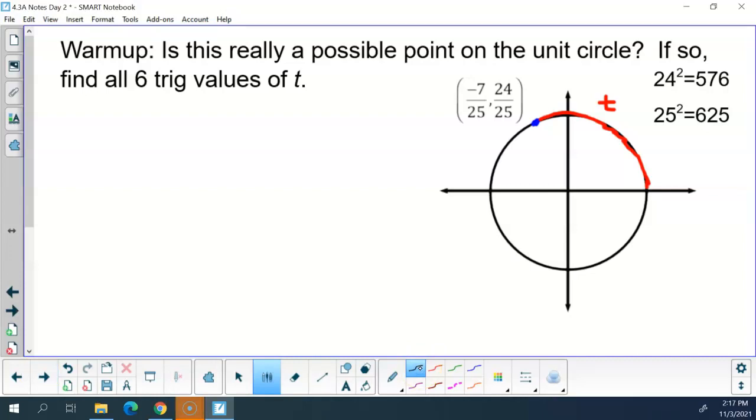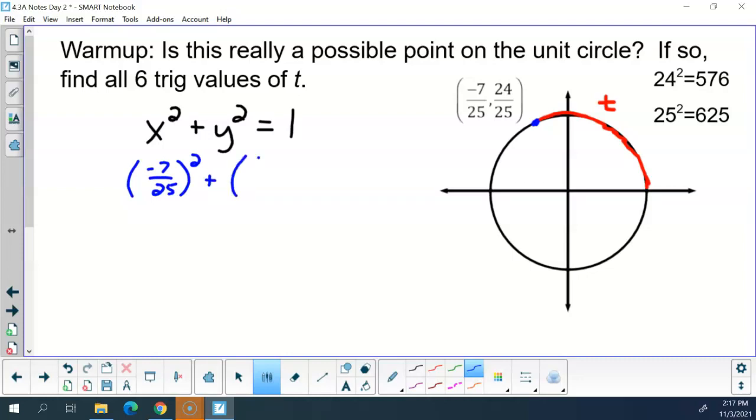So to prove that it's on the unit circle, it's got to satisfy the unit circle's equation. X squared plus y squared is equal to 1. So that's going to be negative 7/25, squared. Negative 7/25 squared is 49 over 625.